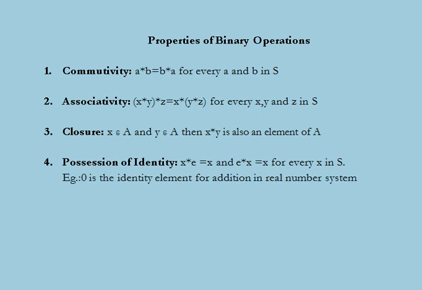For example, 0 is the identity element for addition in the real number system, since 0 plus x is equal to x plus 0, which is equal to x for every real number x. Whereas for subtraction, 0 is not an identity element, since x minus 0 is not equal to 0 minus x.